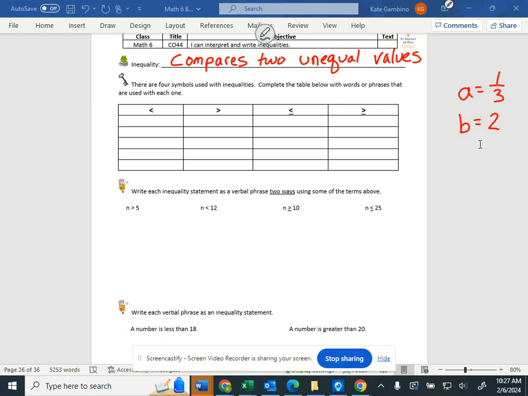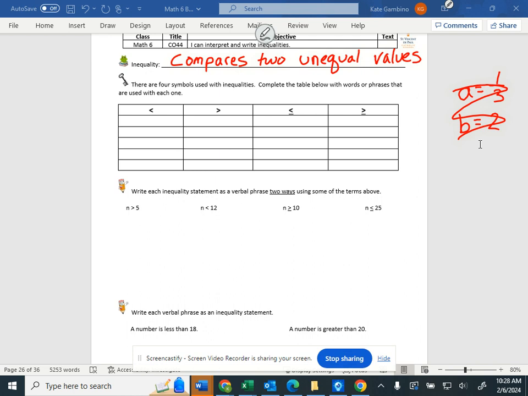So we are working something different now. We are not doing equals, we're doing inequalities. And we can see that there are 4 symbols for our inequalities: less than, greater than, less than or equal to, greater than or equal to. Just like we did with the verbal phrases for adding, subtracting, multiplying, and dividing, we're going to fill in different words for each of these symbols, so we know when we're reading the verbal phrase which symbol it means.